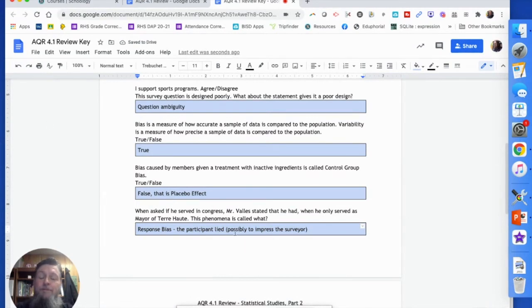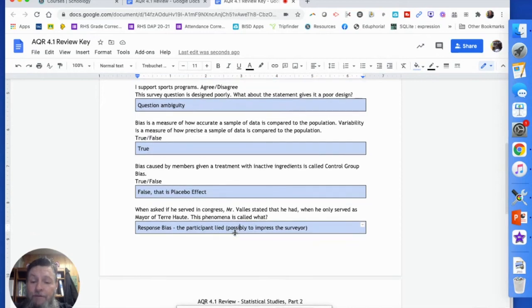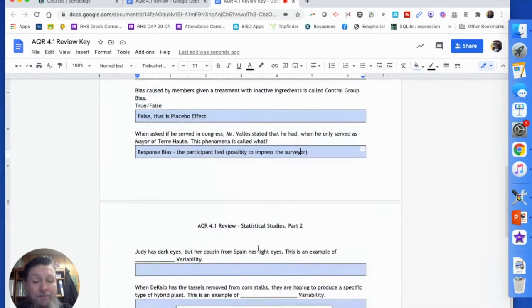Could have been a possible observer effect, but if it's not just the surveyor, let's say he's getting interviewed, and someone asked him if he had ever served in Congress, and he said yes, and he wasn't very clear about it, he would have to walk that back. He would have to say, no, I never did serve in Congress. I don't know why I said that. But it calls into question his integrity. And that's the whole point of it. So response bias is something that can happen.